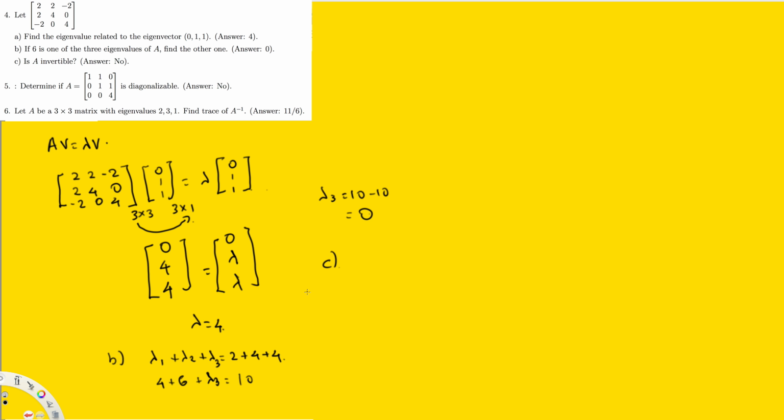Then the third question is asking if A is invertible. The answer is no, because if we have a lambda of 0, it means the determinant of this matrix, which is the multiplication of these eigenvalues, will be 0. So let's multiply and see what we get. Determinant of A: 4 times 6 times 0 gives us 0. If the determinant is 0, that means the matrix is not invertible. Therefore the answer to the question is no, not invertible.